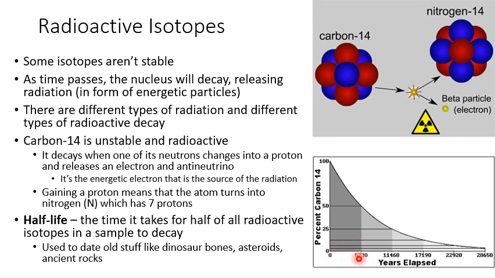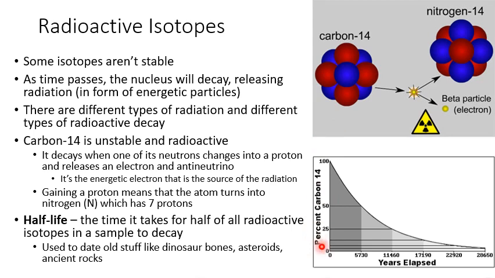So that means that if you had 5 grams of carbon-14, which would be quite a lot, and you waited 5,730 years, then you would have 2.5 grams of carbon-14 and 2.5 grams of nitrogen. So half of it would have decayed in that time period. Then if you wait another 5,730 years, another half of what you had left would decay.